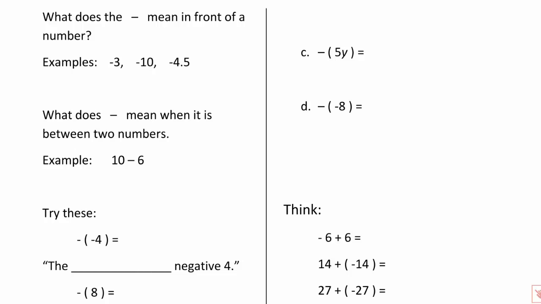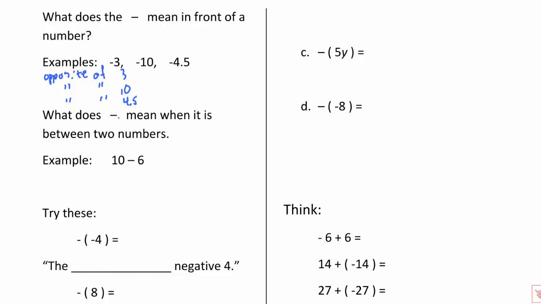This question is starting out with, what does the negative mean in front of a number? Well, the examples are -3, -10, and -4.5. All that the negative means here is that it's the opposite of the positive number 3, the opposite of the positive number 10, and the opposite of the positive number 4.5. So that's all that the negative really means here. This is the opposite of 3, the opposite of 10, and the opposite of 4.5. So that's all that means.